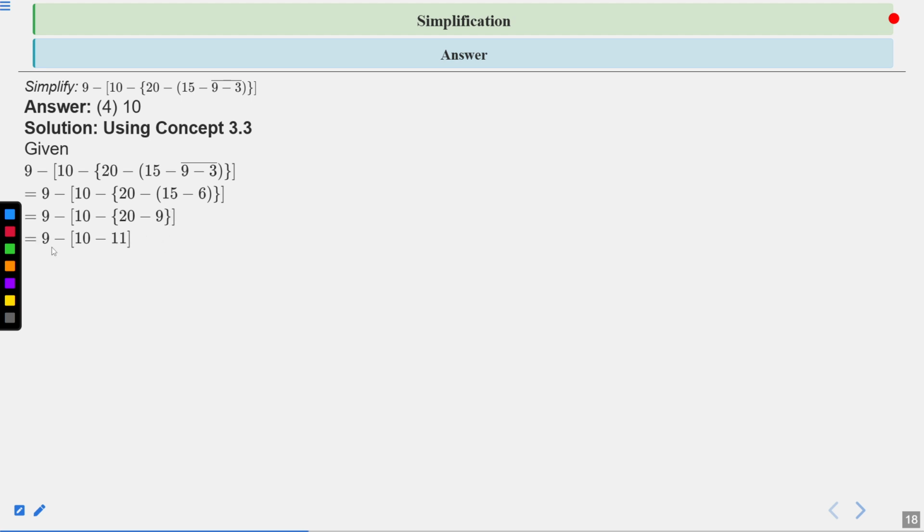So the next step will be 9 minus in large bracket 10 minus 11, because when we solve it, 20 minus 9 we get 11. So we get 9 minus in large bracket minus 1. So when we simplify it, we get 9 plus 1, which is equal to 10. So the fourth one is the correct answer of this question. Next one.